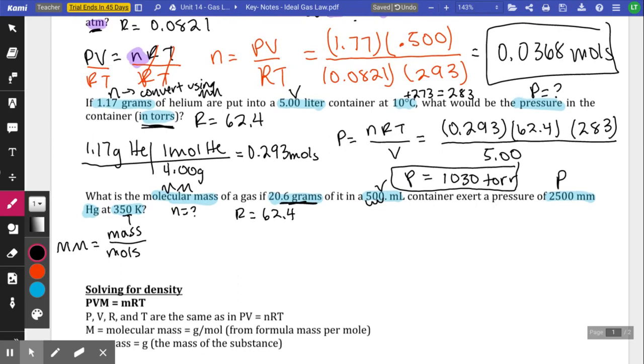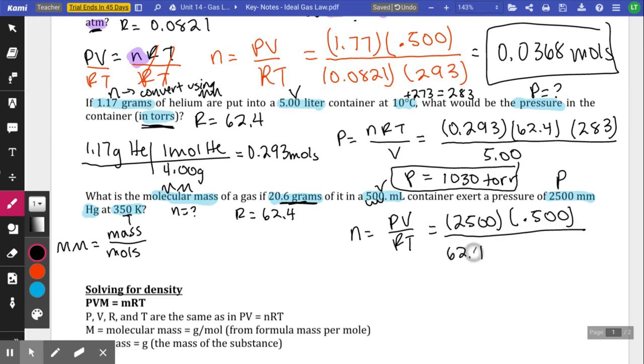All right, so then once again for space, I'm just going to manipulate my equation. So n is equal to PV divided by RT. And then we're going to plug everything in. So 2,500 times 0.500 divided by my R value, 62.4, times my temperature, which is 350.